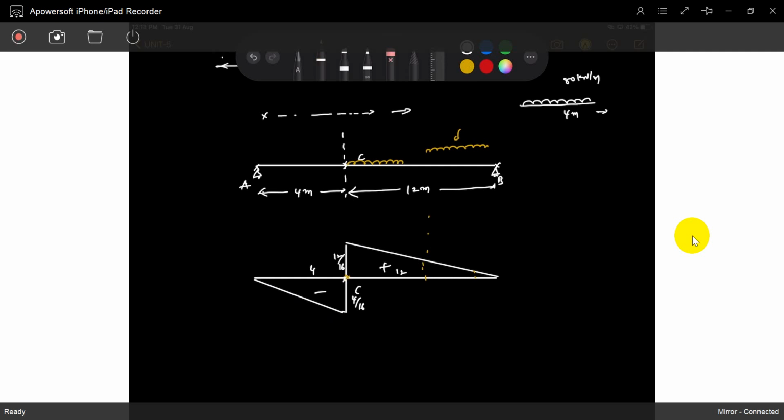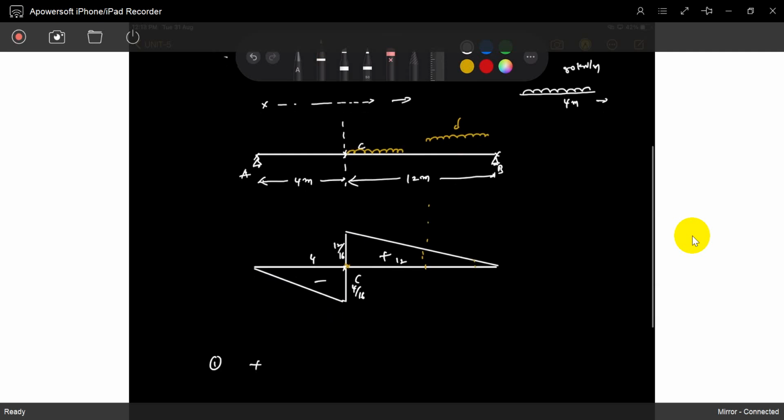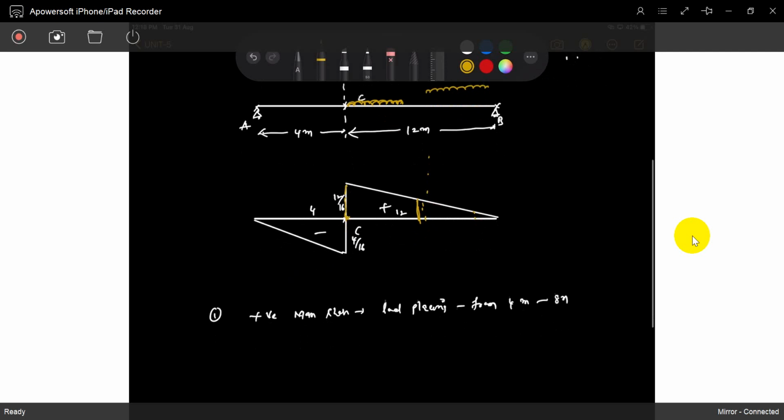So for positive maximum shear, the load placing is from 4 to 8 meters. The length is 4 meters. If you place it like this only, you will get the maximum positive intensity. So that is the idea. Now find out the maximum shear.